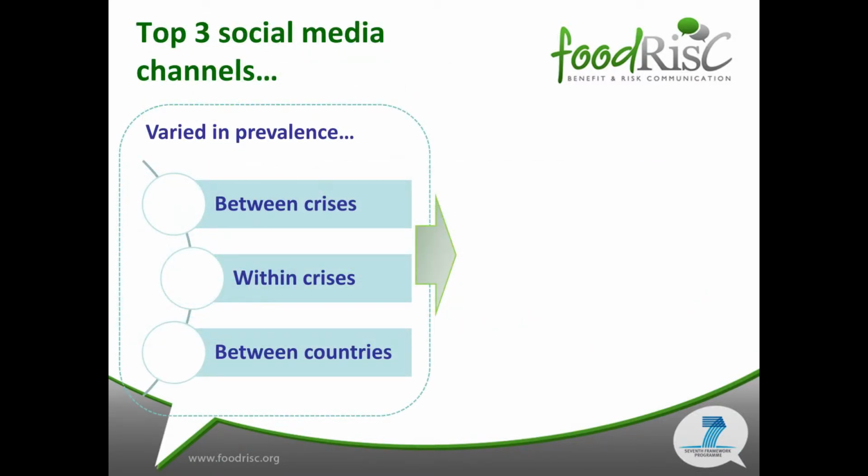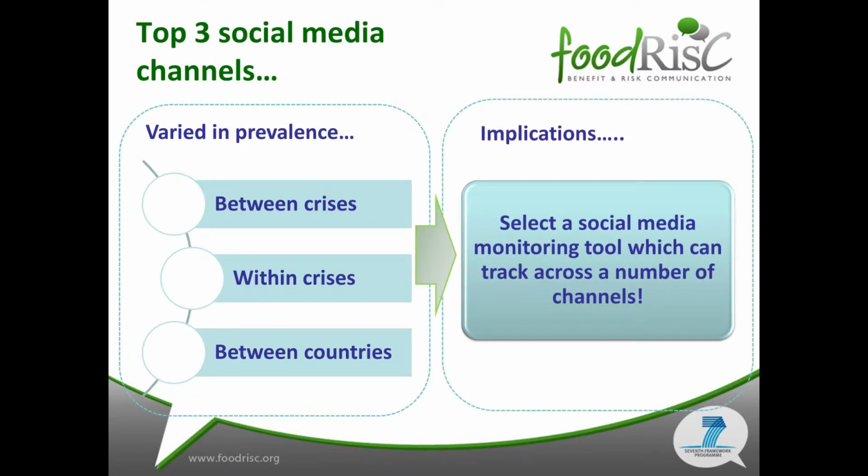However, as I said, we had three top channels, but just to note, of course, that these 3 channels varied in prevalence. Number 1, between crises, which shows us that no 2 crises are the same. Secondly, they varied in prevalence within crisis. So we found that at the beginning of a crisis Twitter was most important, but as the crisis progressed, blogs became more important. And as Adrian has already mentioned, there were differences between countries. And of course, the implication of this for communicators is really to be very careful when selecting a media monitoring tool that you can track across a number of different channels.